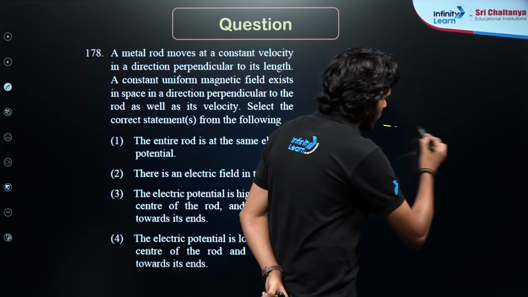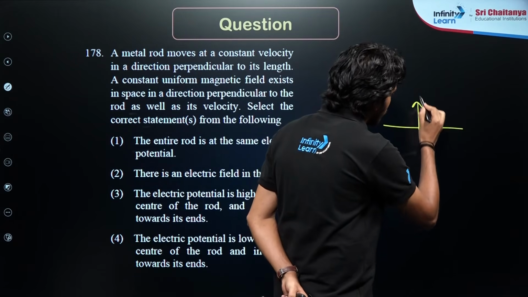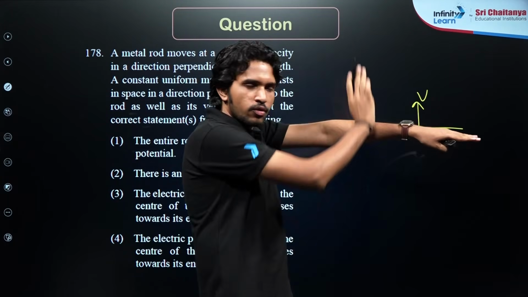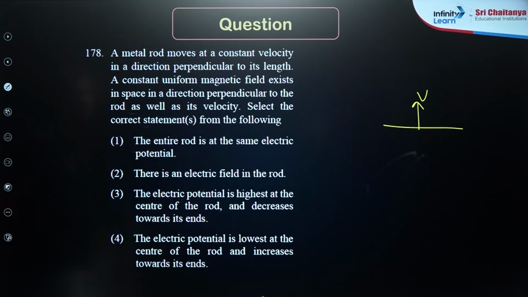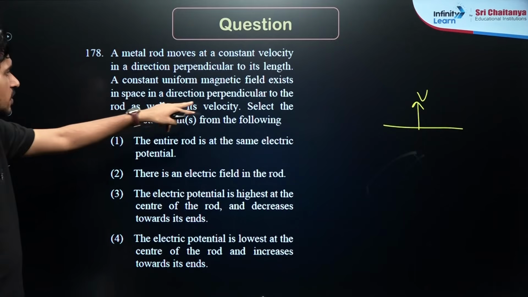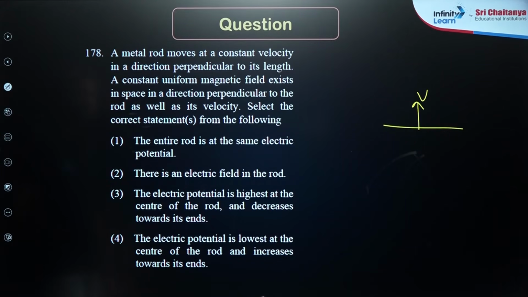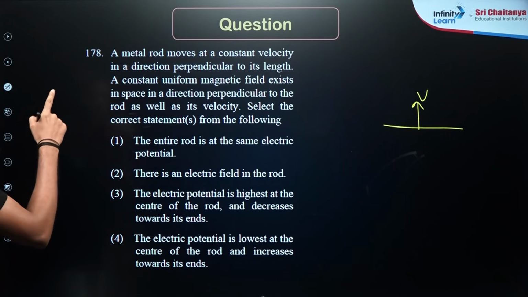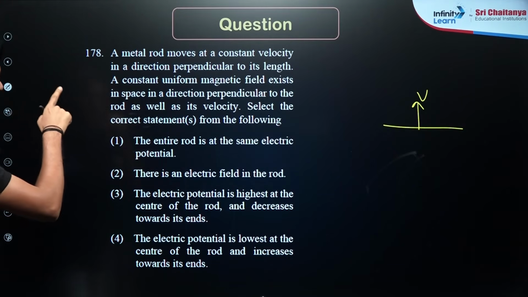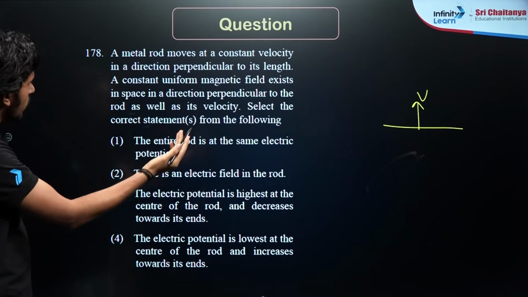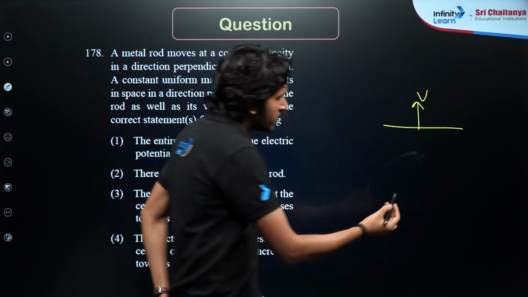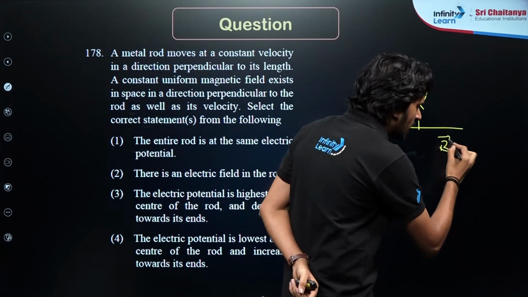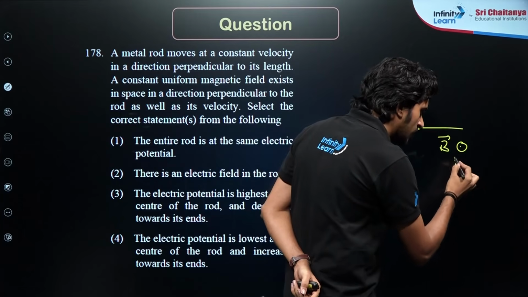So this is a metallic rod, moving with velocity v that is perpendicular to its length. A constant uniform magnetic field exists in space in a direction perpendicular to the rod as well as its velocity. So let's say that magnetic field is either outside of the plane or inside the plane.